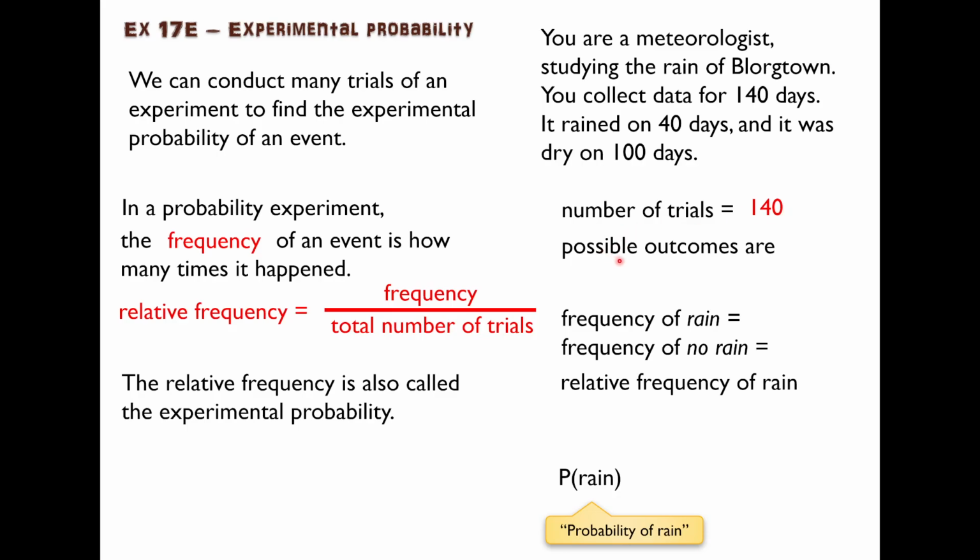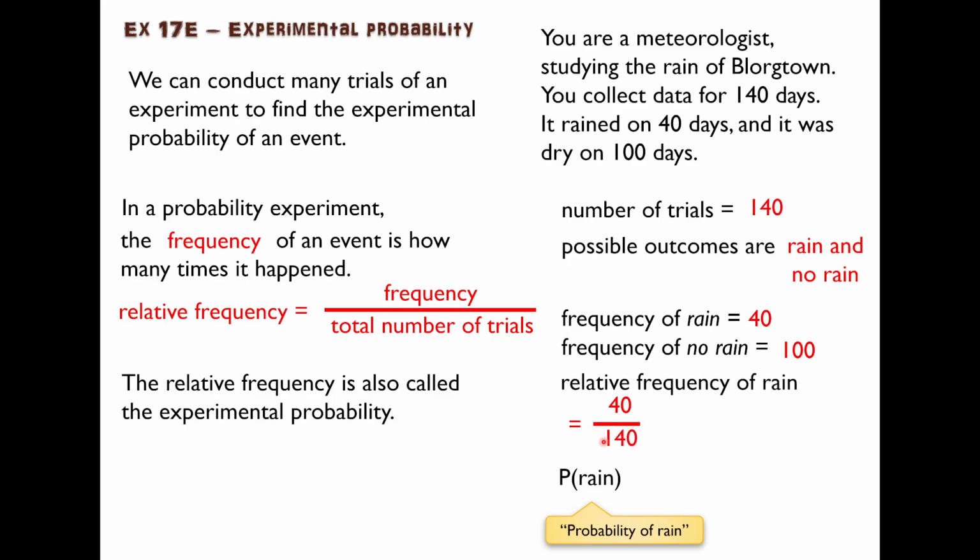The possible outcomes here, well, the sample space has only two outcomes: rain or no rain. The frequency of rain is how many times that happened, and that's 40. It happened 40 times. The frequency of no rain is how many times that outcome happened, 100 times. The relative frequency of rain is the frequency divided by the number of trials. In this case, the frequency is 40, and the total number of trials is 140.